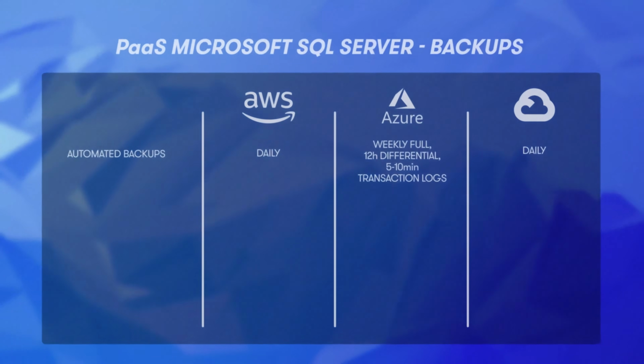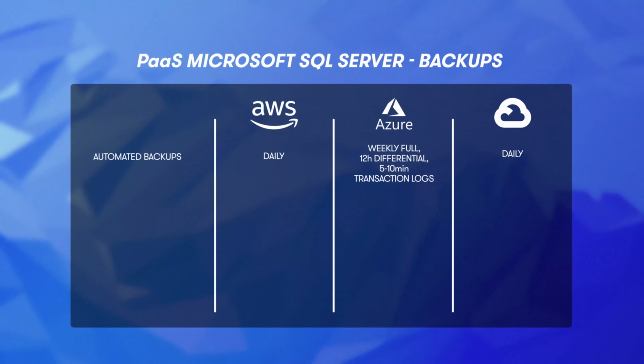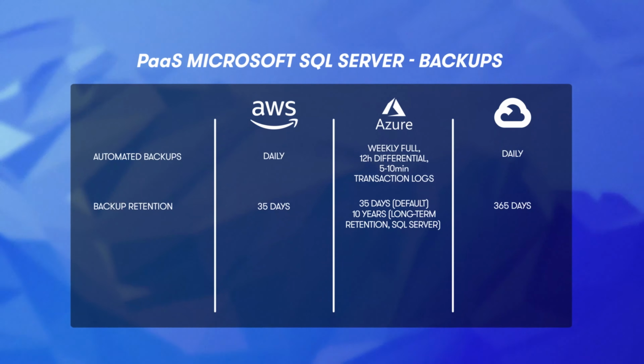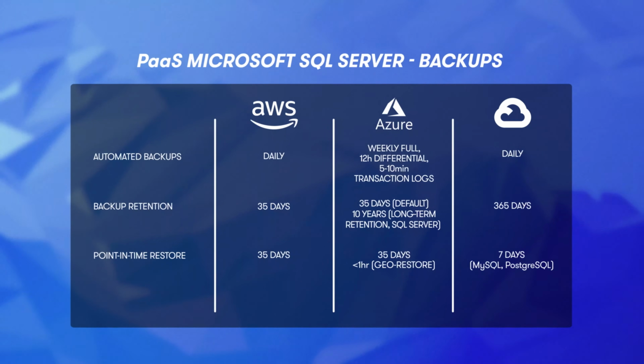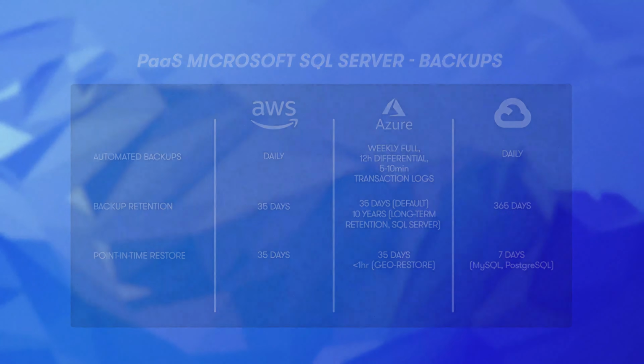All providers have automatic backup solutions, but Azure's is the most comprehensive. Default backup retention in GCP can be configured for a much longer period of time, but Azure has an optional long-term retention capability for SQL Server. All three offer a point-in-time restore option, which is handy when you need to recover from accidental data loss, but it's much more clunky to use in GCP, with a smaller retention period as well.